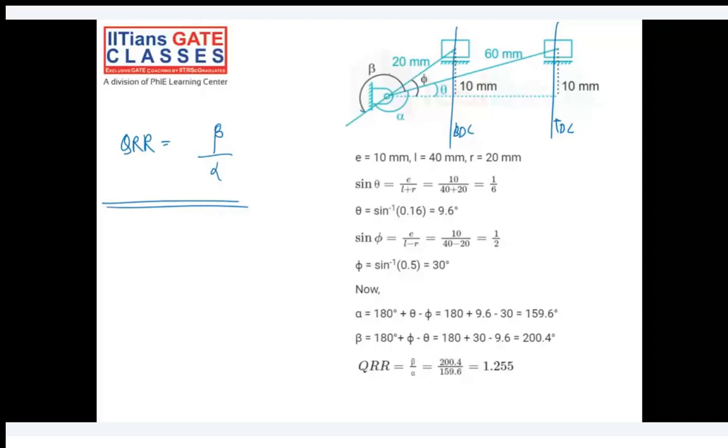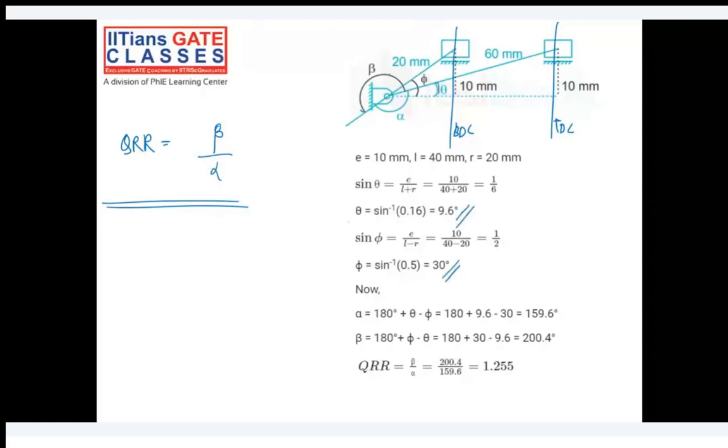Alpha, you can see, is 180 minus phi plus theta. So alpha is equal to 180 minus 30 plus 9.6, which is 159.6.